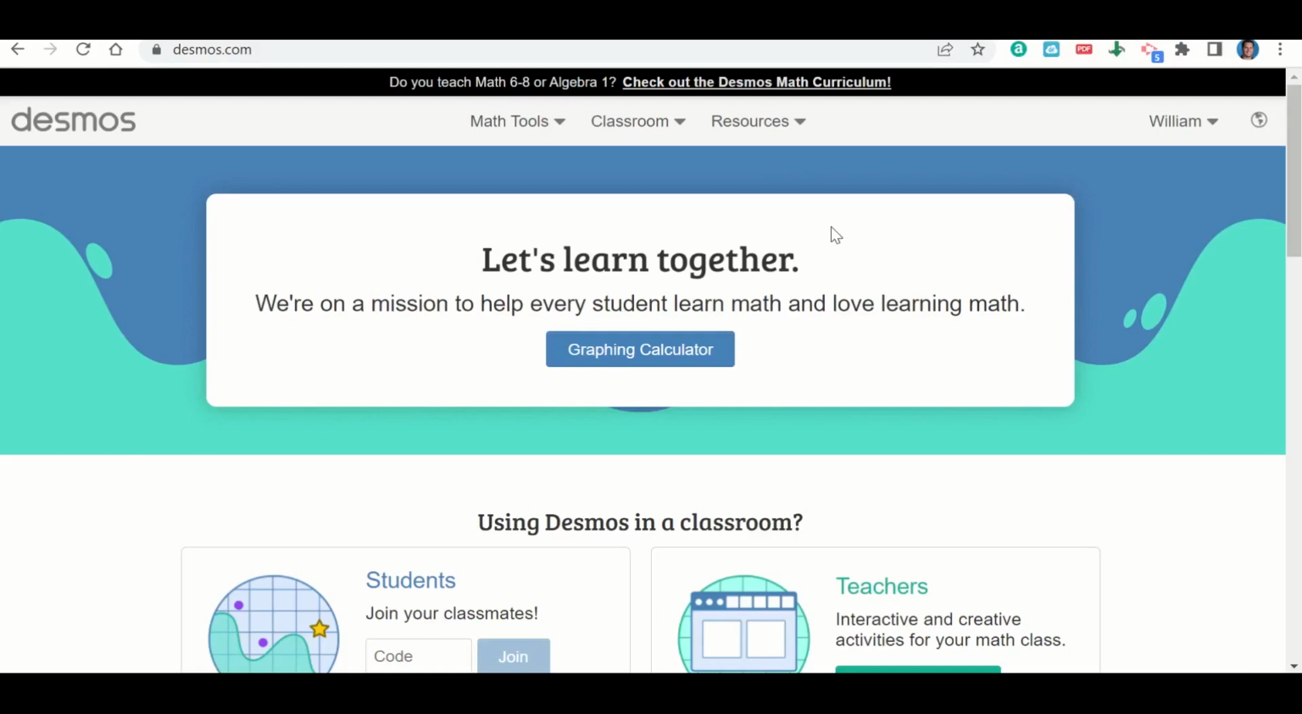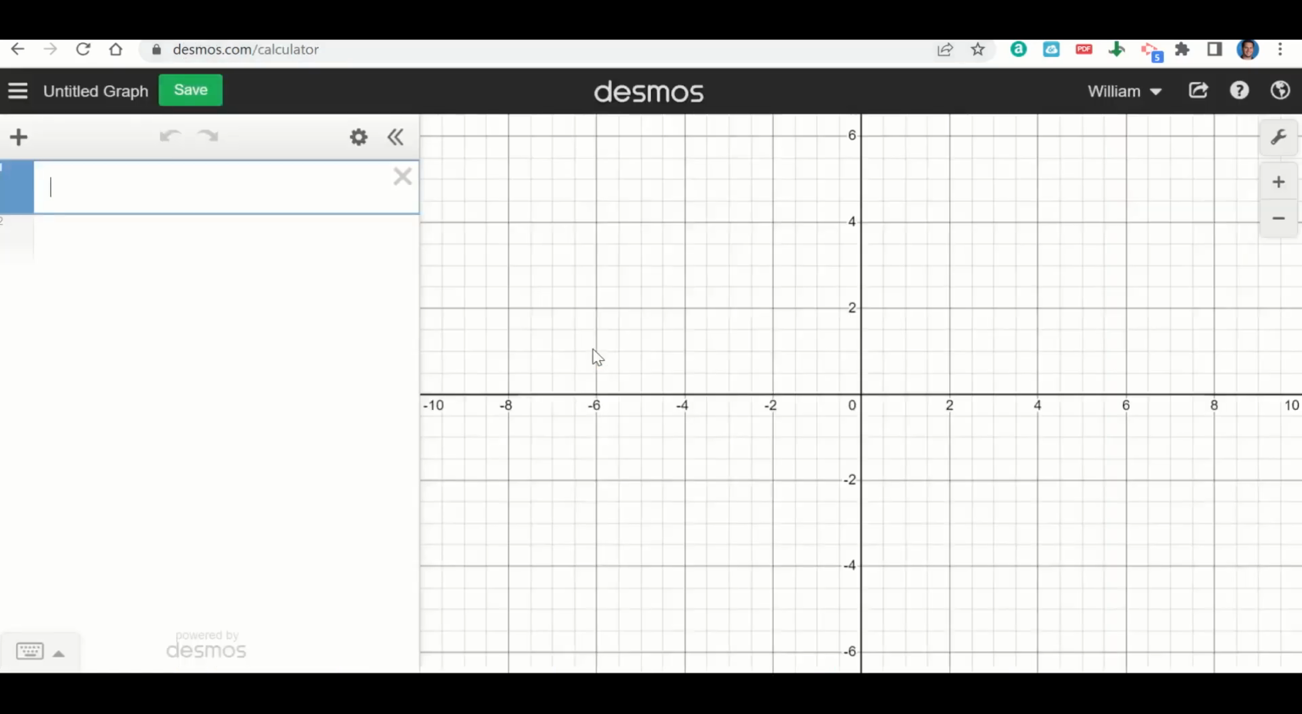Let's talk now about how to check our work using Desmos when working with linear inequalities. So we're going to let Desmos graph linear inequalities for us so that we can check that against the work that we've done on our activities. So we're going to go to desmos.com and we're going to click on Graphing Calculator. And now we're going to go ahead and enter the inequality that we want to graph. So let's say it's y.